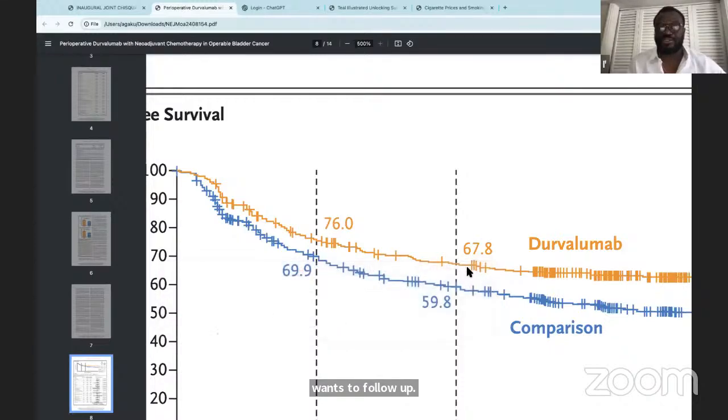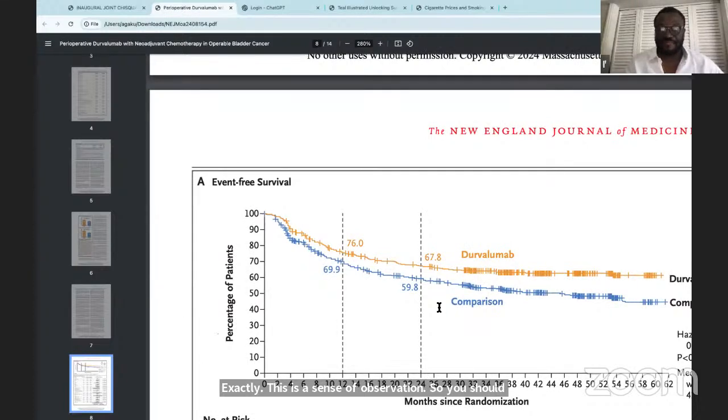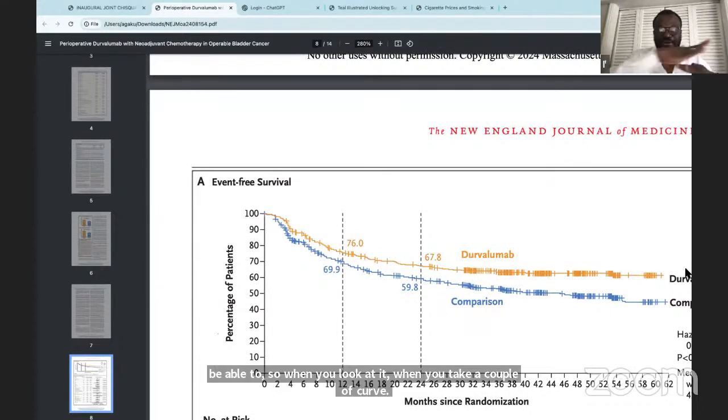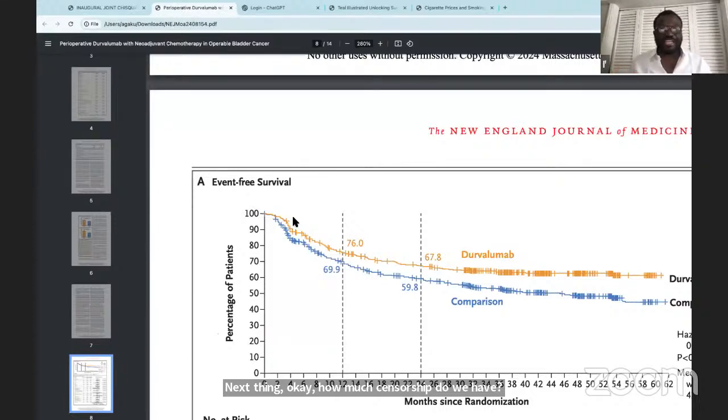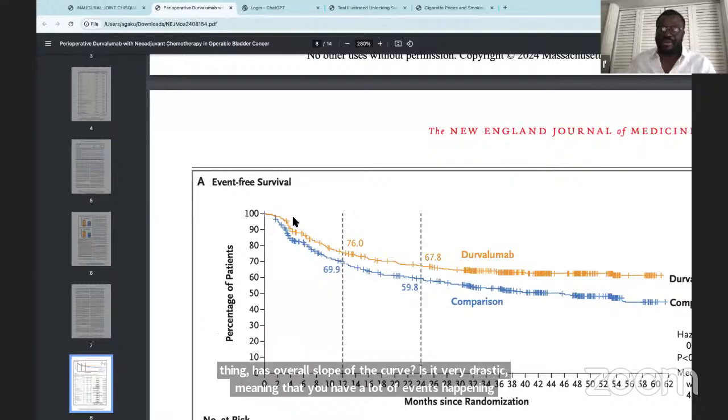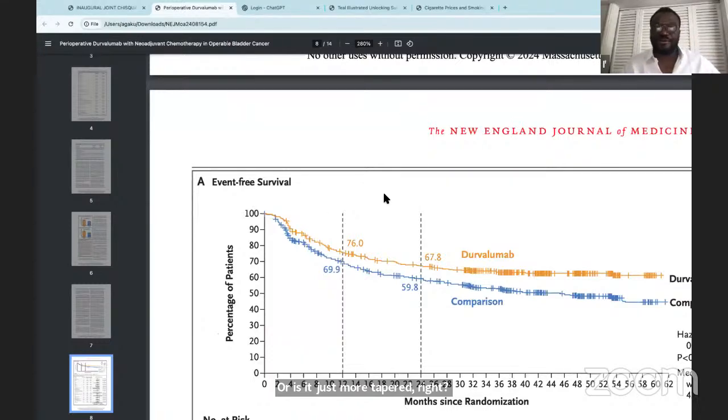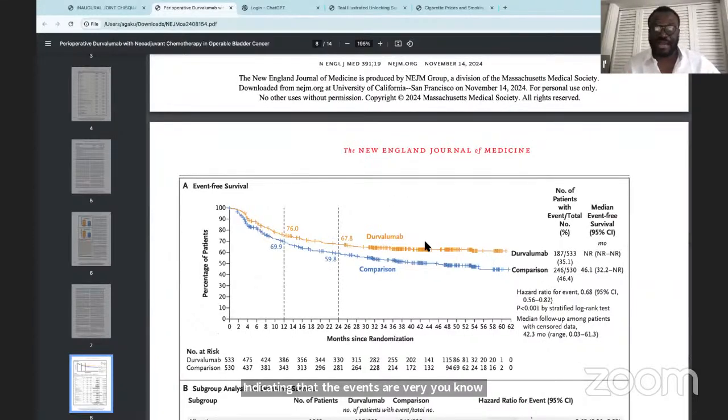So when you take a Kaplan-Meier curve, first things first, look at who is winning, who is at the top. Next thing, how much censorship do we have? Next thing, how's the overall slope of the curve? Is it very drastic, meaning that you have a lot of events happening, or is it more tapered, indicating that the events are more rare in terms of occurrence? So we've established that the orange guys are winning because they're on top. We've established the pattern of events per unit time.